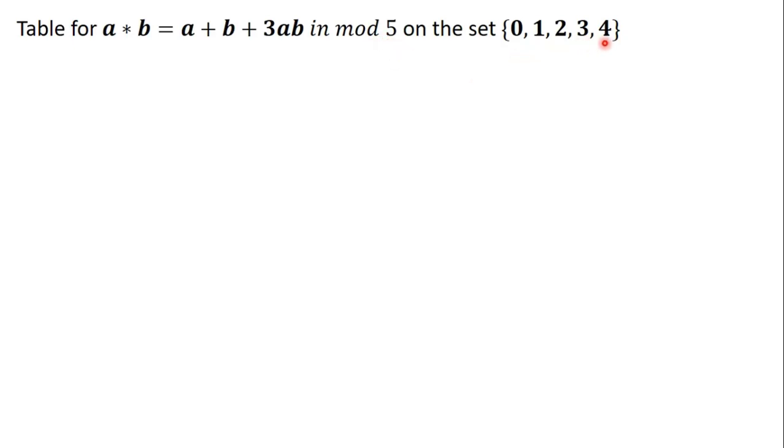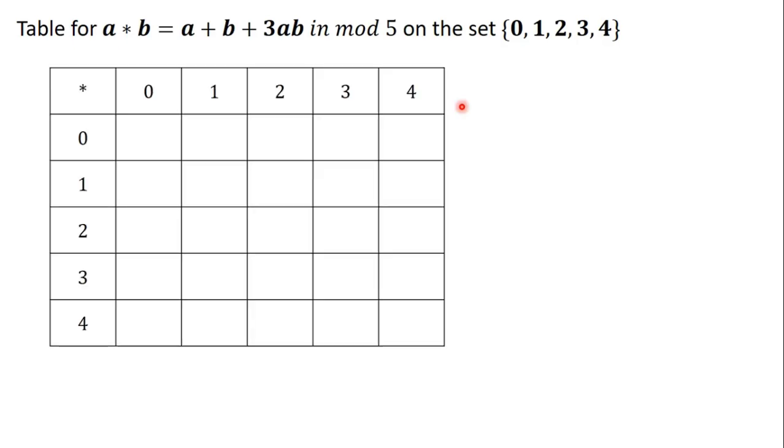We have 5 values in the set, so we will draw a table with 6 columns and 6 rows. In the first cell, you indicate the operation you are going to perform. The operation is star, so you indicate star in the first cell. Then you list the set of numbers in the first row and the first column. The definition of star is a star b is equal to a plus b plus 3ab. That means the first number plus the second number plus 3 times the first number times the second number.